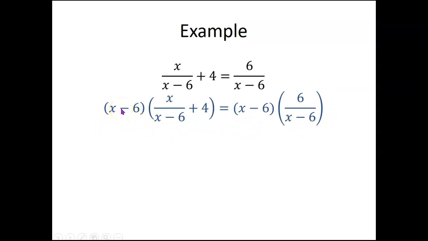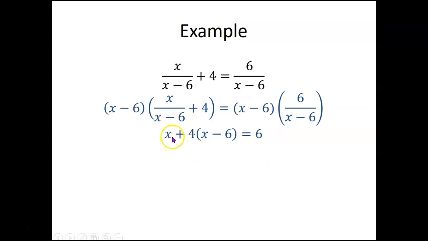So then x minus 6 times x over x minus 6 would just be x. The x minus 6 over x minus 6 cancels, just gives you 1, and then 1 times x is x. Plus we have the x minus 6 times the 4. Nothing cancels there. And on the other side of the equal sign, we have x minus 6 times 6 over x minus 6. And the x minus 6 over x minus 6 cancels, because anything divided by itself would just be 1. And then 1 times 6 is 6.